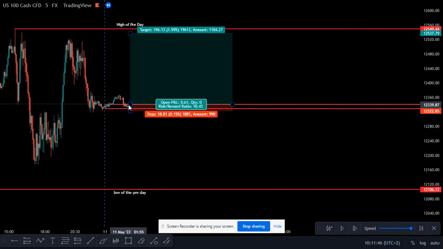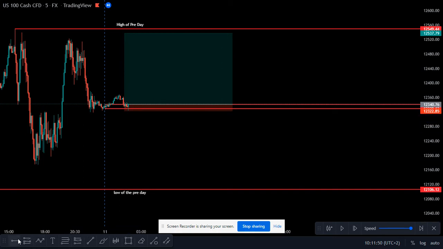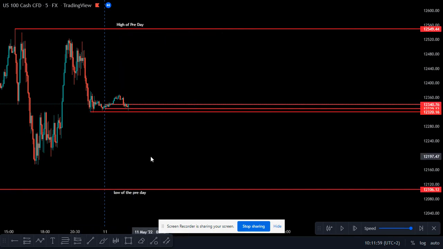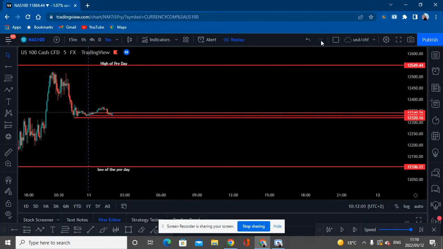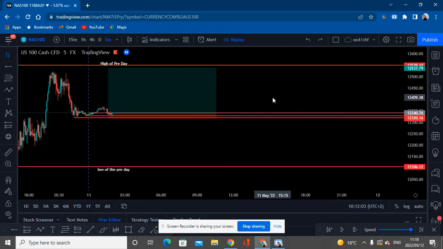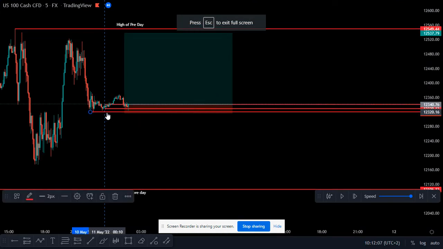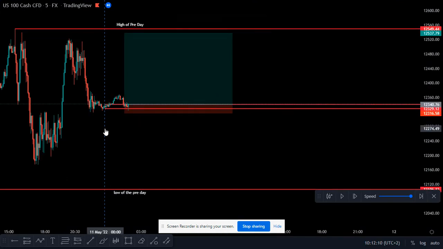So as you can see, we were not stopped out. Just make sure that when you take your stop loss, you consider even these wicks. So just below those wicks, you can delete that. Let me reverse that. Didn't want to delete that. Just make sure you consider even that lowest point, those wicks.